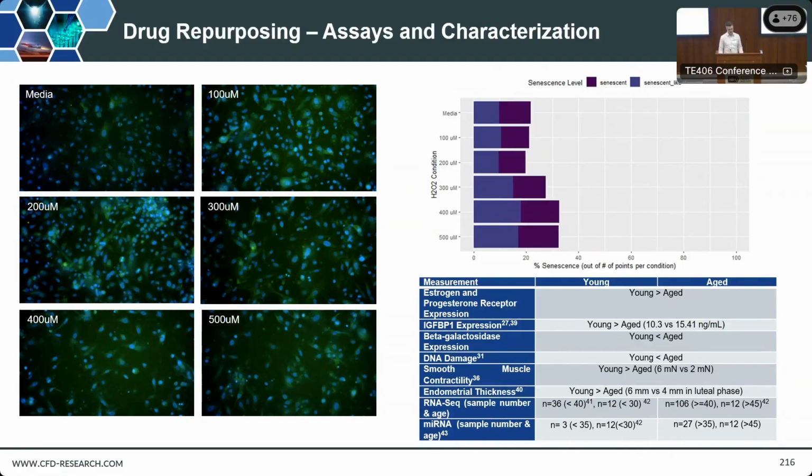So in media, the senescence level is low. As you increase your hydrogen peroxide concentration, you trend up towards a more senescent cell based on the morphology of the nuclei. Also, we eventually want to start comparing young uterine cells versus aged uterine cells to see if we can tell a difference within our model.